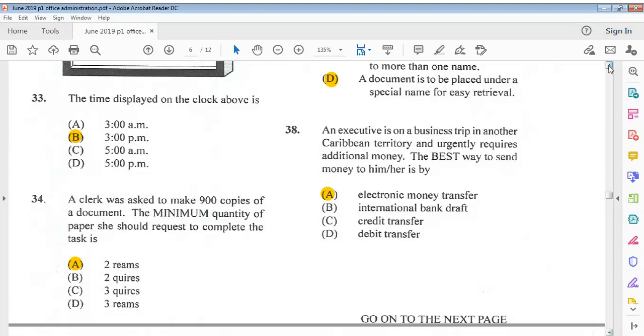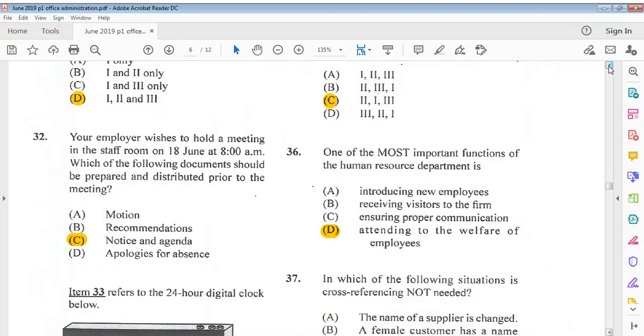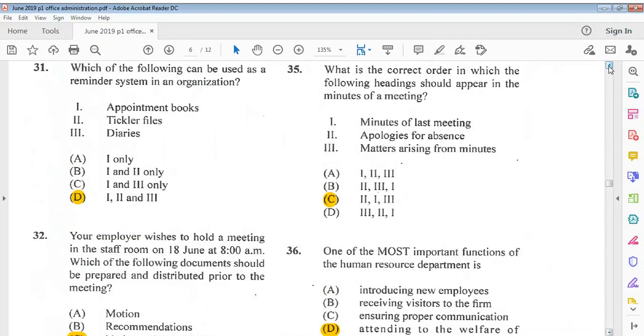All right, let's go on to 35. What is the correct order in which the following headings should appear in the minutes of a meeting? 1. Minutes of last meeting. 2. Apologies for absence. 3. Matters arising from minutes. So what's the order they would be? We know first it is the apologies for absence. Then we have the minutes of the last meeting. And then we discuss matters arising from minutes. So the order would be 2, 1, then 3. So our answer would be C.